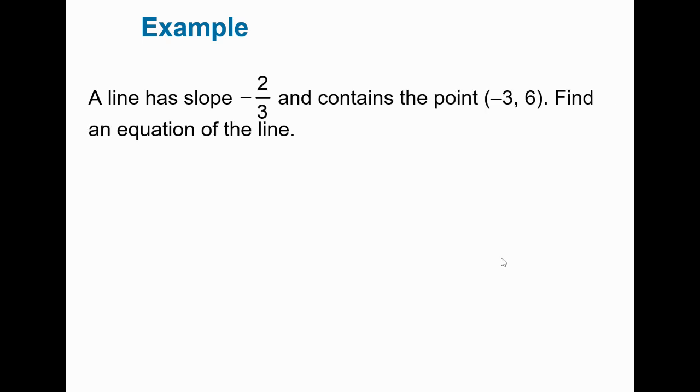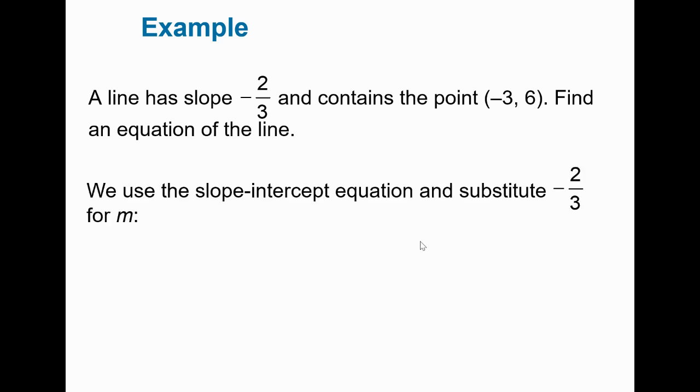Change is slightly different. Now it gives me the slope and it gives me a point. He no longer gives me the y-intercept, which made life so much easier. Well, now he gives me a point, which is going to entail just a little bit more work. We start out using the slope-intercept equation. In place of the m value, I'm substituting in what he told me m was, minus 2/3, the slope, plus the b value.